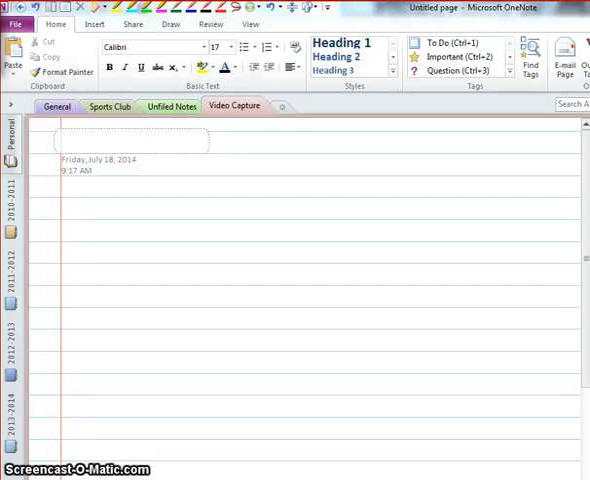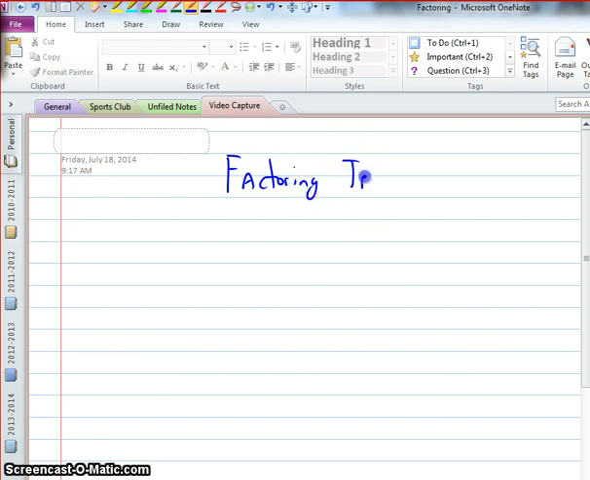Okay, I'm going to be straight with you guys. This is one of the hardest things you're going to do in Algebra 1. At least it is for me, or it was when I learned it. But we are going to be factoring trinomials.